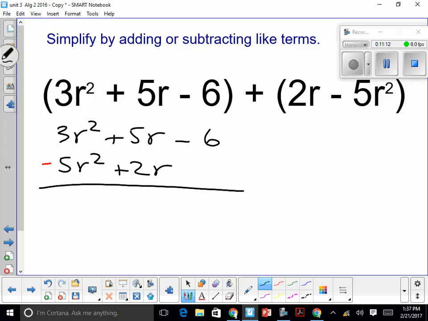Let's go ahead and get an answer. Someone, a 3 and a negative 5 equals what? Negative 2. Those people who just said that, don't answer again. A 5 and a positive 2, someone say what that is. 7. All right, don't answer again, those who just said that. A negative 6 and a 0 is a what? All right, in any case, there it is. Look at it. See how you feel about it.